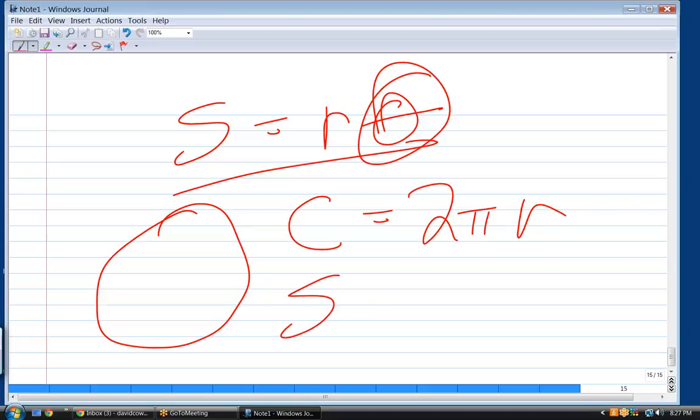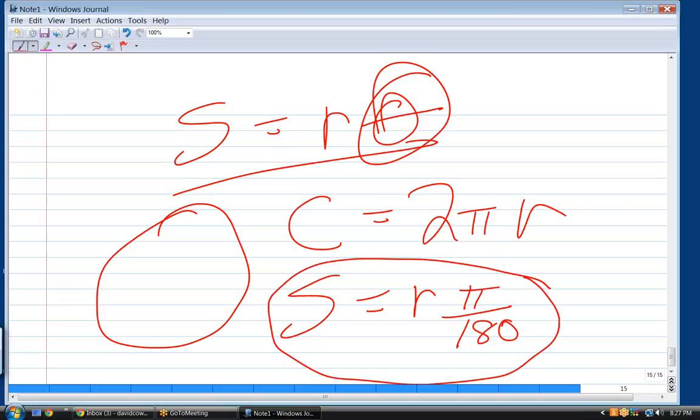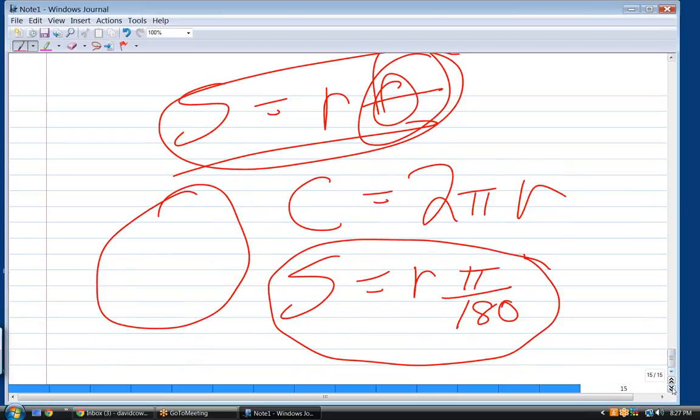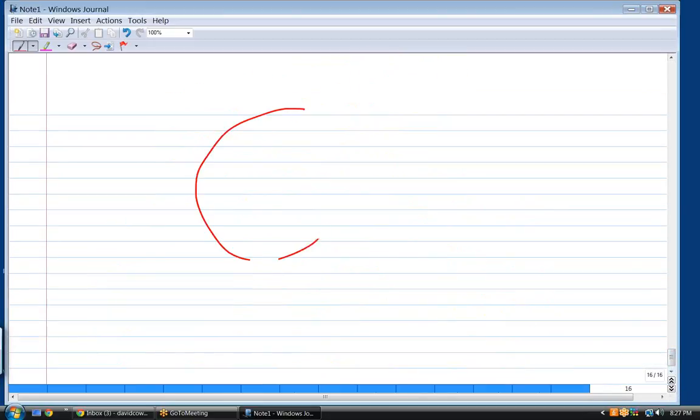If you're in degrees, then you've got to convert that to radians by multiplying by pi over 180. So this is the formula if it's in degrees, and this is the formula if it's in radians for arc length. There is another way to look at arc length that I've always done, and I find it easier. I want the arc length of that.